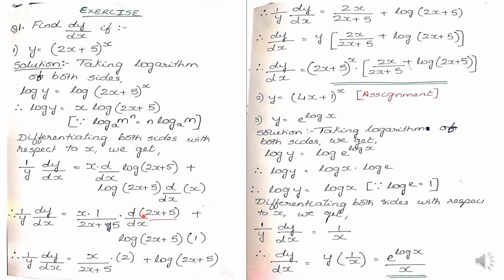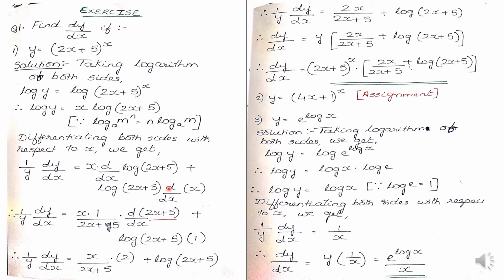It is like function inside a function. So we have to use a chain rule and find the differentiation of 2x plus 5 also. So thus we write x into 1 upon 2x plus 5 into again d dx of 2x plus 5. I hope you remember the chain rule. If not, go to the video and find out again.